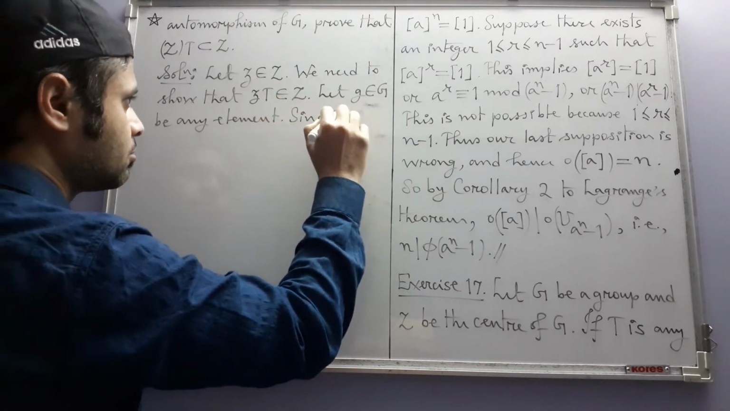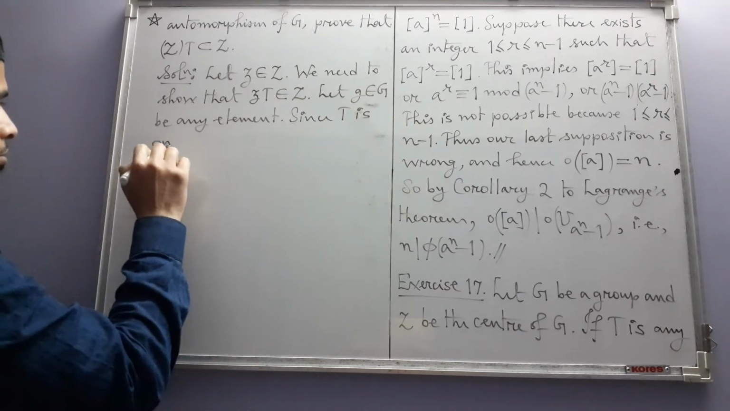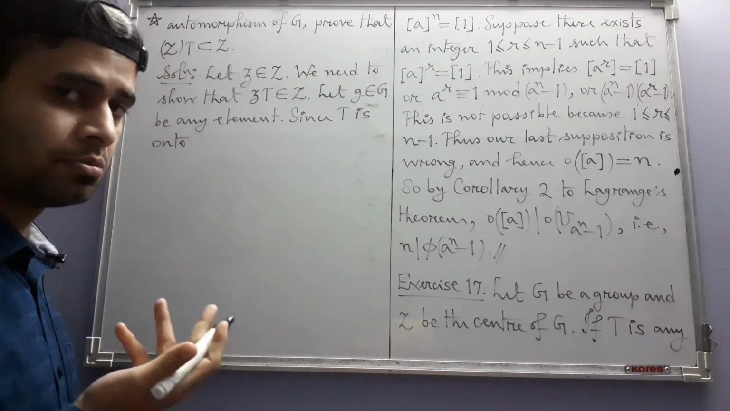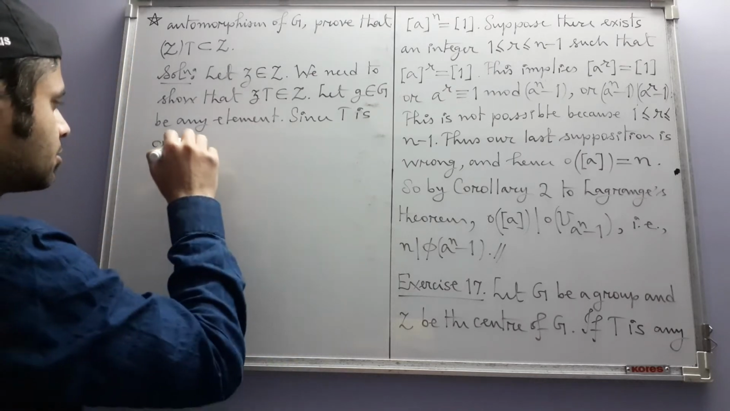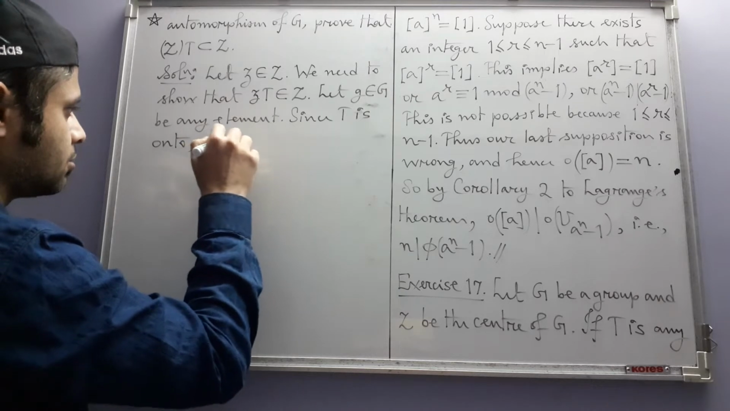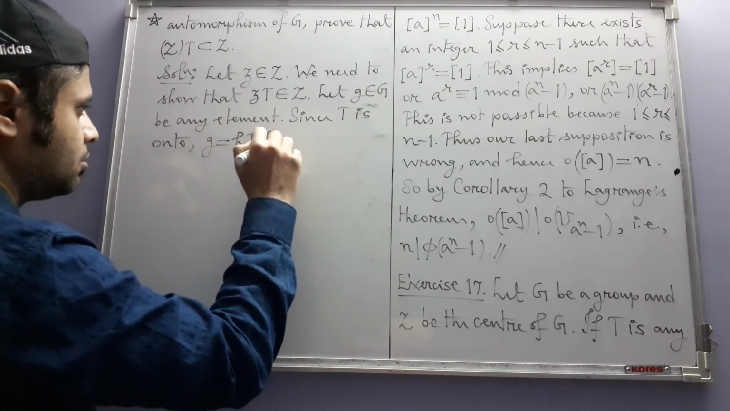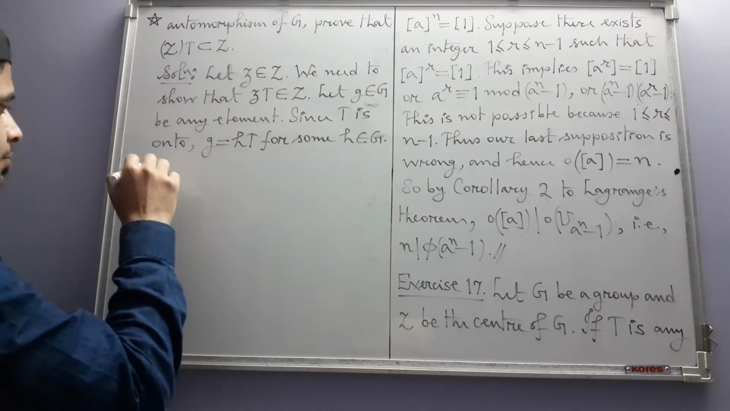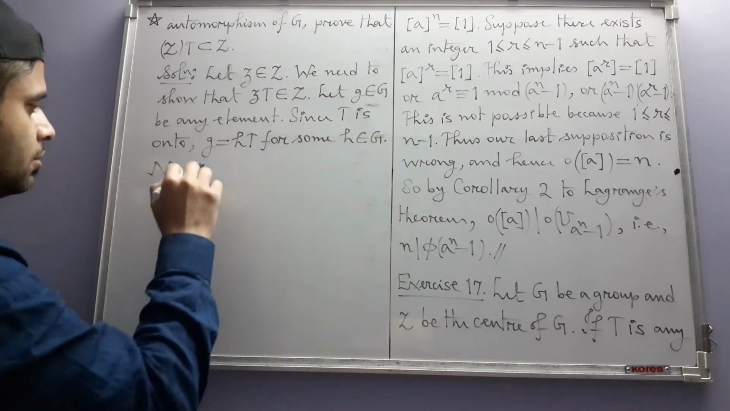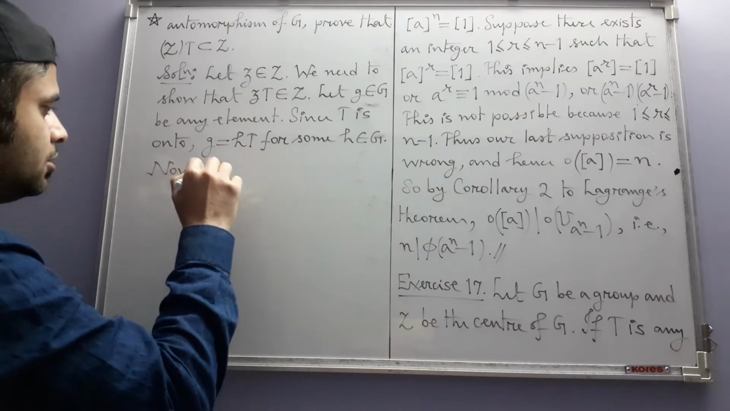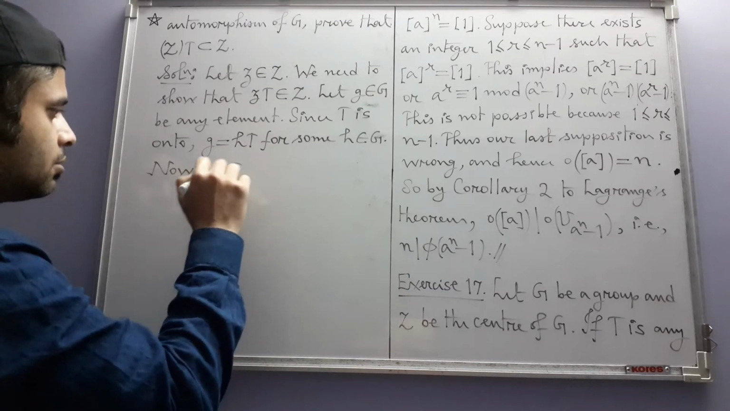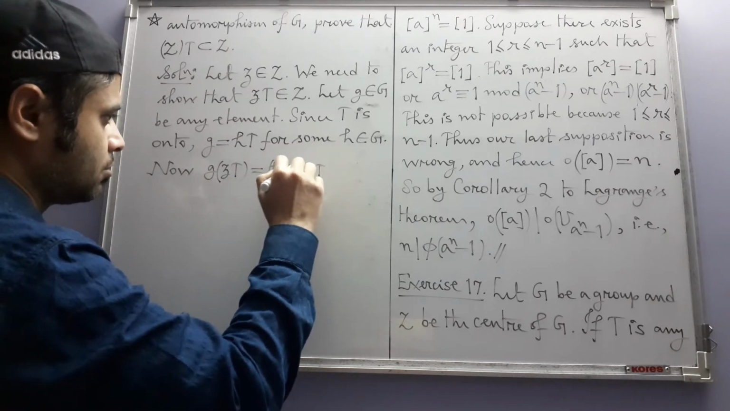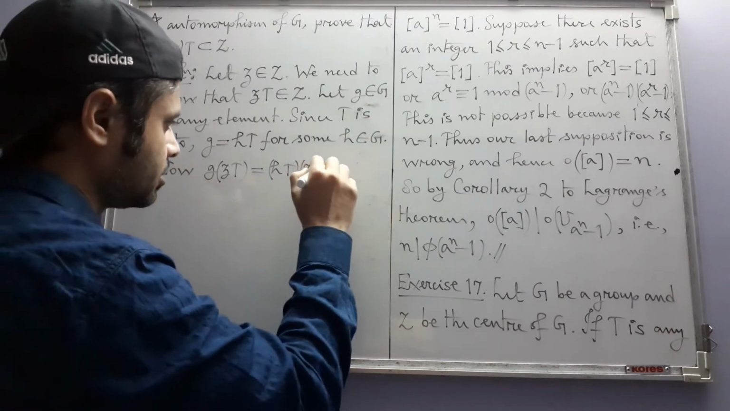Since T is an automorphism, besides being a homomorphism, it is both 1-1 and onto. So since T is onto, G is equal to HT for some element H in G. Now we calculate this product G times ZT. This is equal to HT times ZT. You can probably now see where this calculation is going.